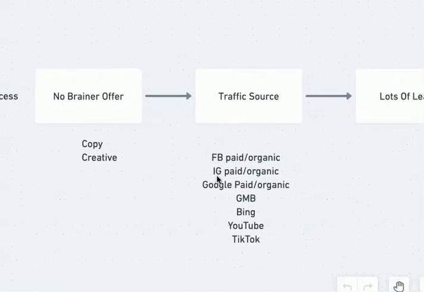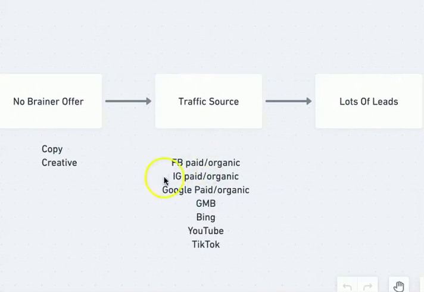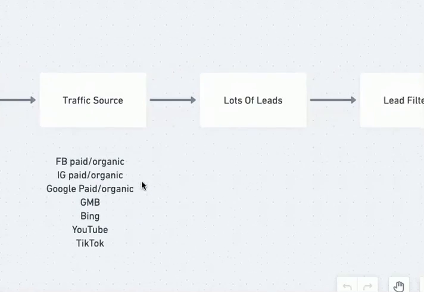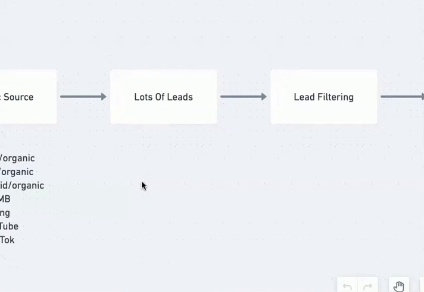Then we're going to plug this offer into our traffic source. Our traffic sources can be things like Facebook, Instagram, YouTube, Google, TikTok. Next, we're going to generate leads from our offer, right? We're going to request people to fill out a form after they see our offer on one of these channels. They're going to fill out the form. We're going to get lots of leads.